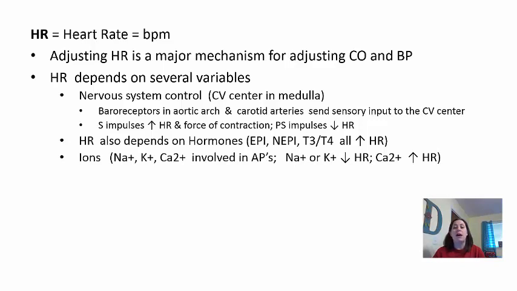We also see some ions that play a role in heart rate, like sodium, potassium, and calcium, and these all have to do with the action potentials. Remember, we have sodium channels open and sodium has to run in. We also have calcium that has to come in. We have potassium that has to leave to reset the heart muscles. So if any of these are out of whack, it can ultimately affect the heart rate. It shows you here that if sodium and potassium are an issue, we can have a lower heart rate. If calcium is higher, we can have a higher heart rate. So some of these ions can play a role.